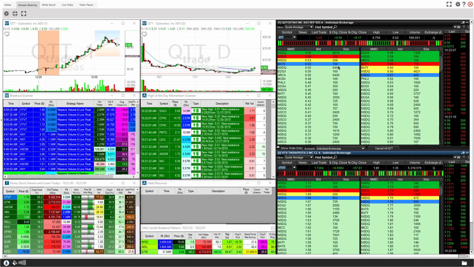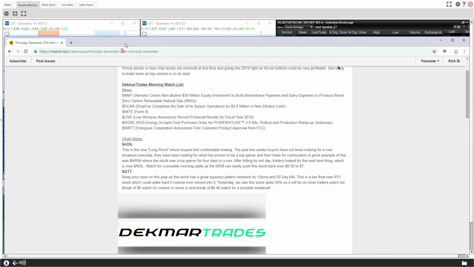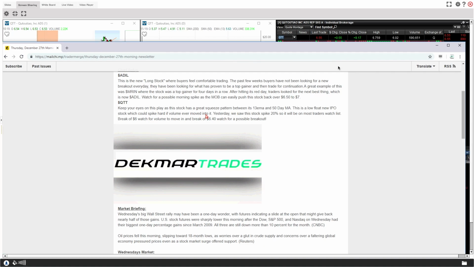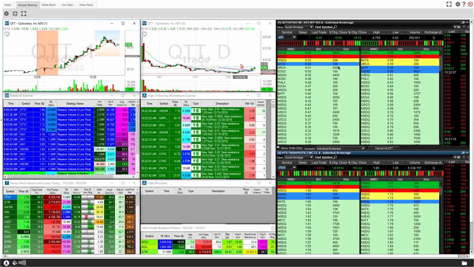And as I just showed you guys, this was on our morning newsletter yesterday, Thursday, December 27th. The chart setup, QTT: keep your eyes on this play as this stock has a great squeeze pattern between its 13 EMA and 50-day moving average. This is a low float new IPO stock which could spike hard if volume ever moved into it. Yesterday we saw the stock spike 20%, so it will be on most traders' watch list. Break of $6, watch for volume to move in, and break of $6.40, watch for a possible breakout.